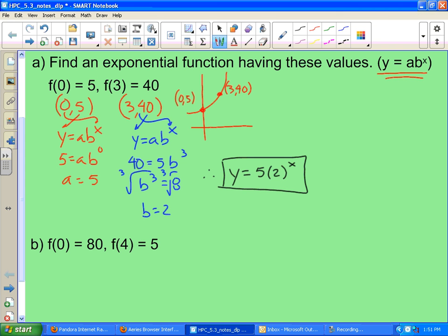How did you get 8? Did you see plugging in 40 for y and 3 for x? From the previous equation, we found a is equal to 5. Plug that into the a in the equation, divide 40 by 5, and get 8. And then the cube root. You can just leave it like that, or you could write it as f of x. Either way works.